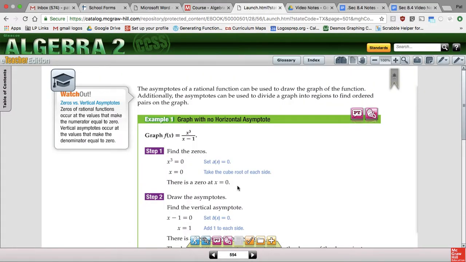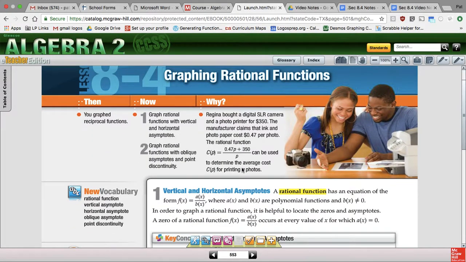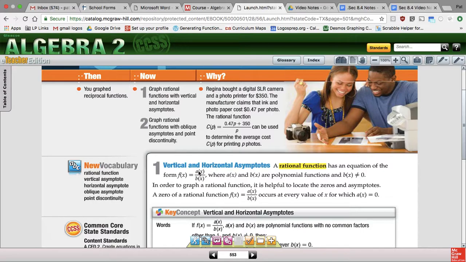It's going to be in the form of f of x equal a of x over b of x, right here. Don't let this scare you. Now, a of x is just another name for saying it's some polynomial function, but we don't know what it is, so we're going to call it a of x. Or we could have used g of x. And b of x is also a polynomial function. And because we have a polynomial function with variables, we have to have some limitations, because the denominator cannot be 0. So we said b of x cannot equal 0.